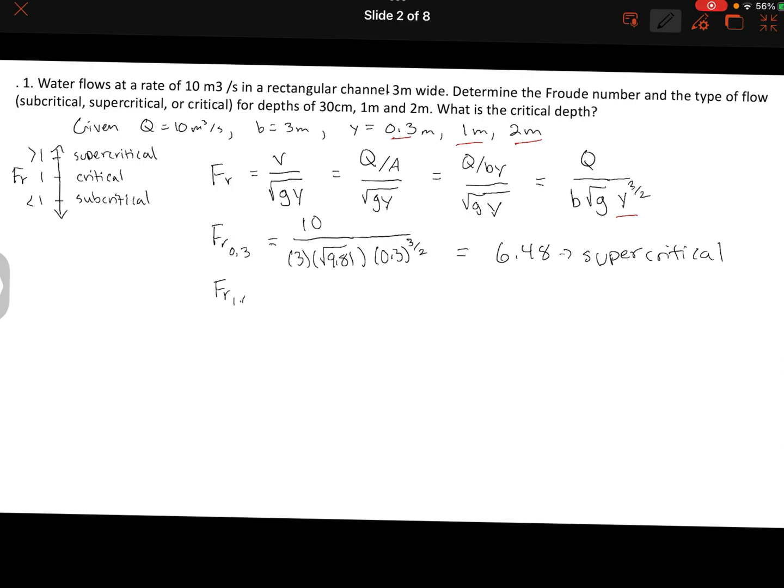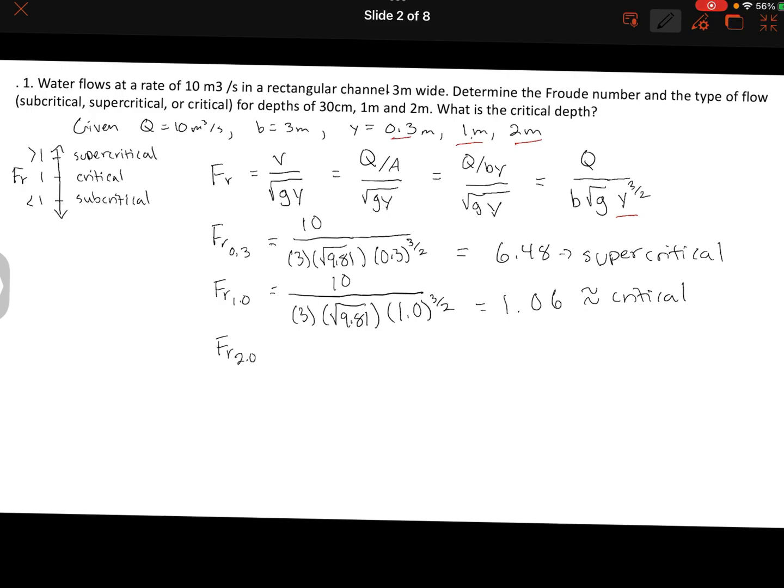If we calculate our Froude's number for a flow depth of 1 meter, everything looks about the same: 10 cubic meters per second, channel width of 3 meters, acceleration of gravity of 9.81 meters per second squared, but now a y of 1 meter. We end up with a Froude's number that is approaching our critical. It's almost 1. It's slightly greater than 1, but we're getting a little bit closer.